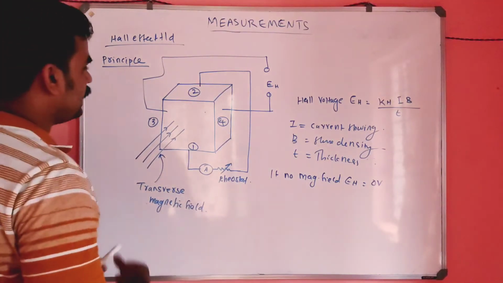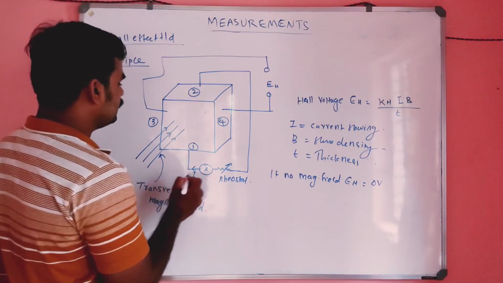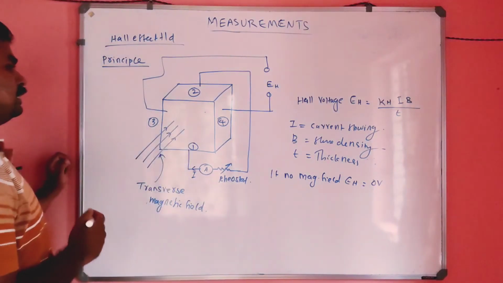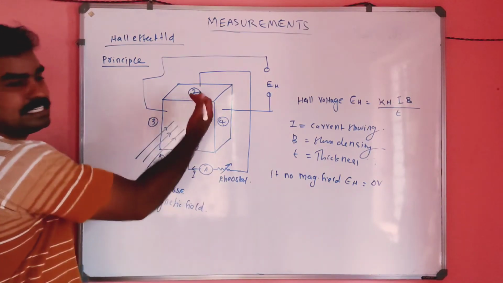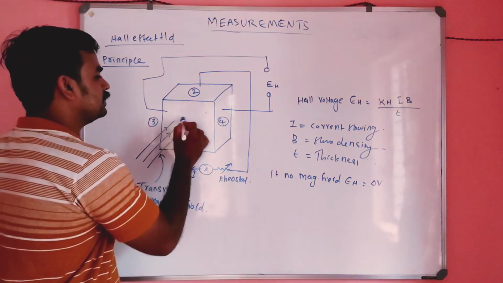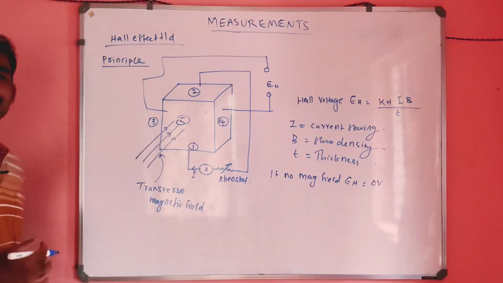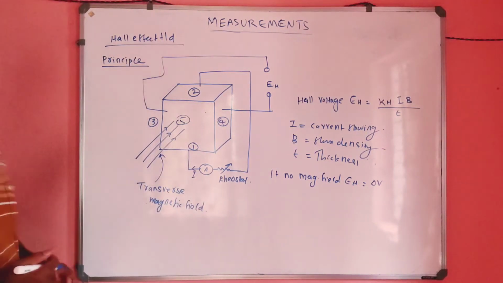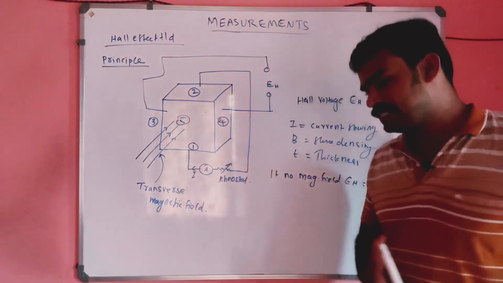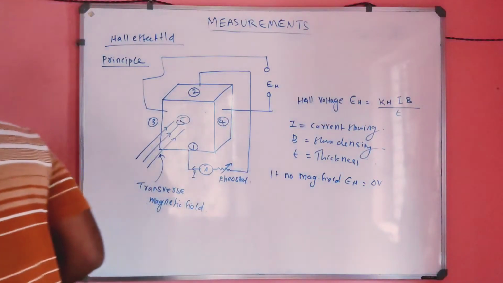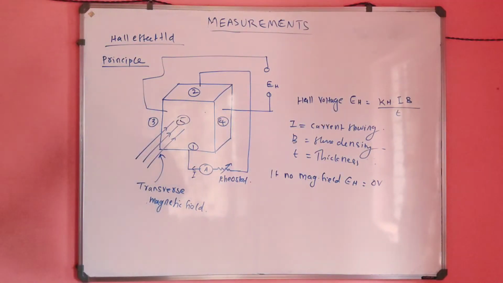Okay. So I can say that across 1 and 2 I send some current I, across the faces 1, 2, 3, 4 and 5 and 6, correct? So this is 5 and 6. Across 5 and the opposite 6 I apply a transverse magnetic field, and across this 3 and 4 I get a voltage. That is called the Hall effect voltage. This principle is called the Hall effect principle.